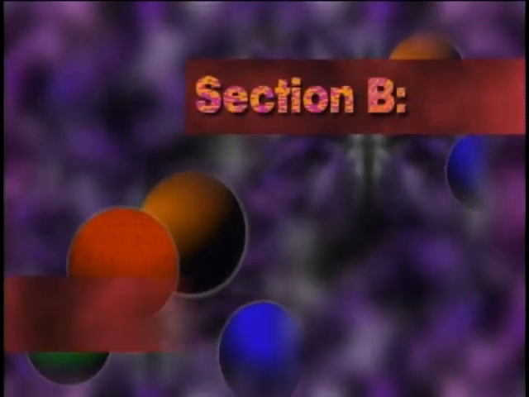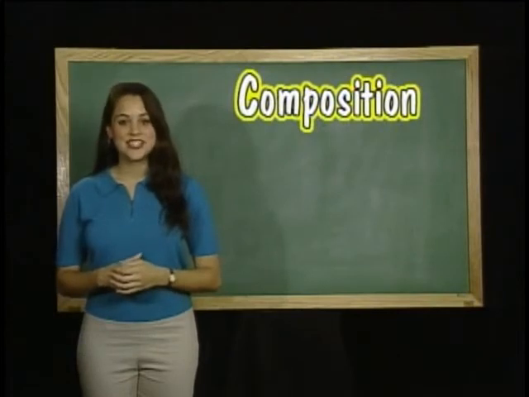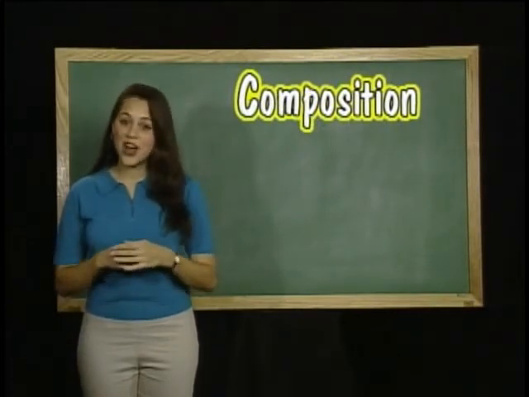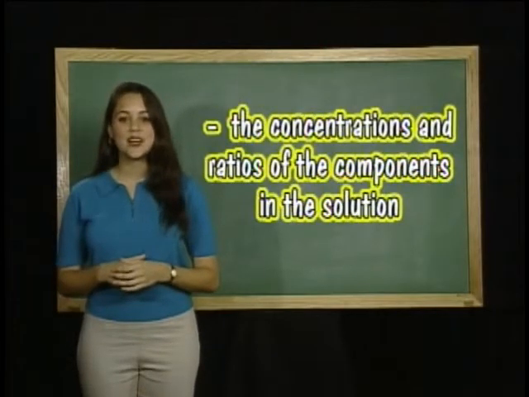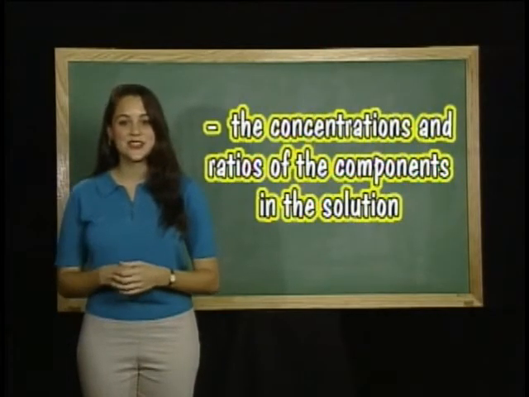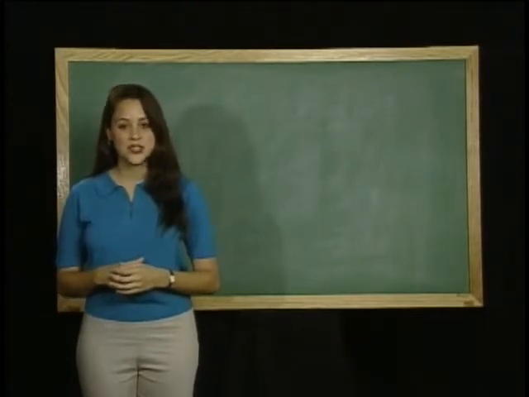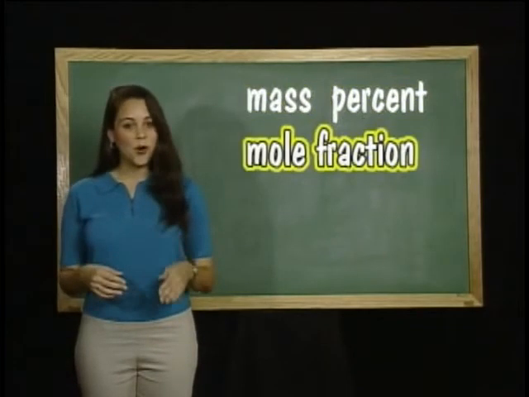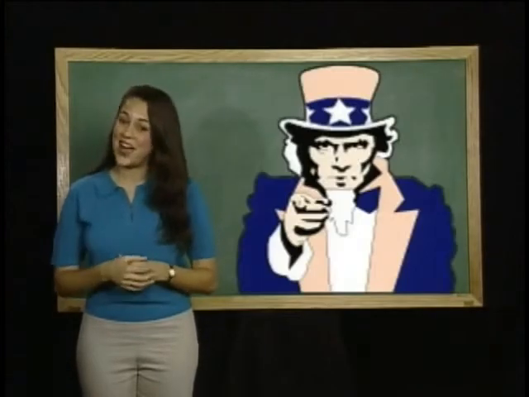Section B, concentration. When we refer to the composition of a solution, we're talking about not only what components make up the solution, but also the concentrations and ratios of the components in the solution. There are several ways of expressing the composition of a solution: mass percent, mole fraction, molarity, and molality. And you'll have to know how to find them all.